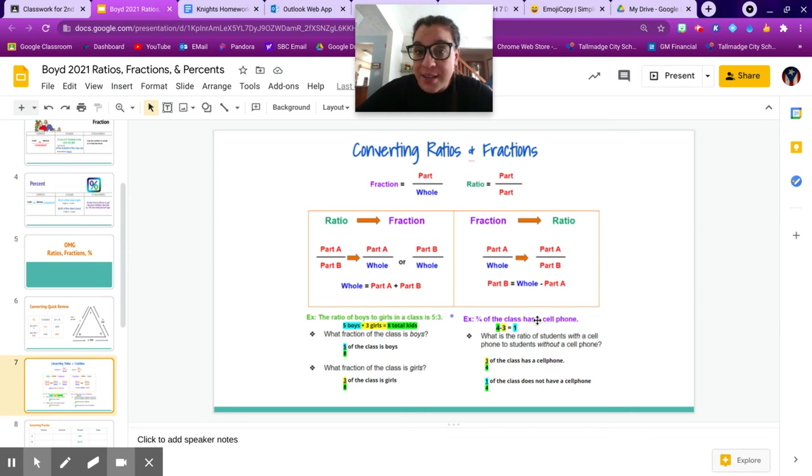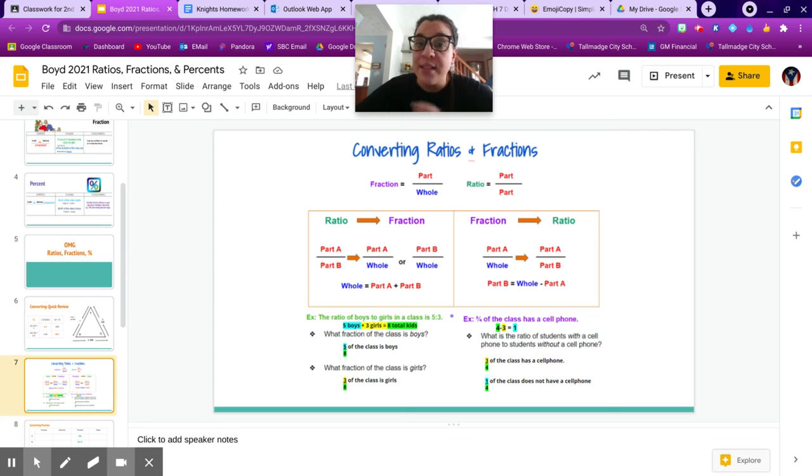That is a fraction. That means 3 out of 4 kids have a cell phone. So how many kids don't have a cell phone? Well, 4, the whole, minus the 3 that have a cell phone is 1. So 3/4 of the class has a cell phone, but only 1/4 of the class has no cell phone. Does that make sense? So the ratio of cell phone to no cell phone would be 3:1.